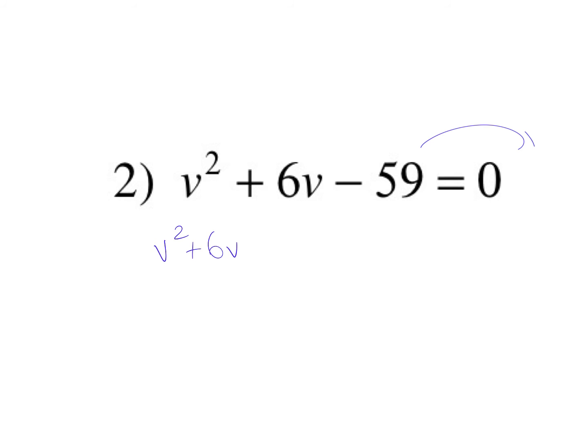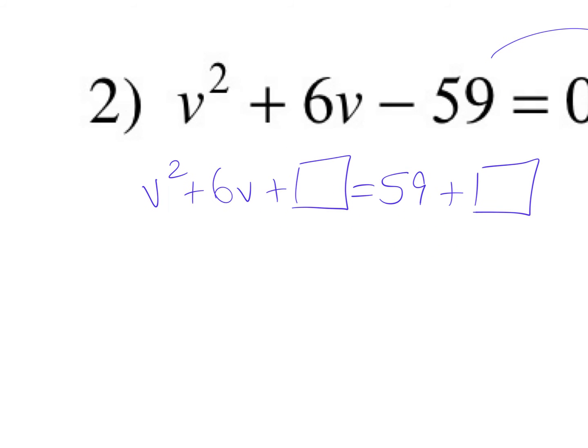What do I do with this 59? Move it to the other side. Great. Now I have to put plus a square and plus a square. Good. Every time is the same thing. All right, so get this side set up. I have v, I know this is going to be squared. How do I figure out what goes inside of my square?